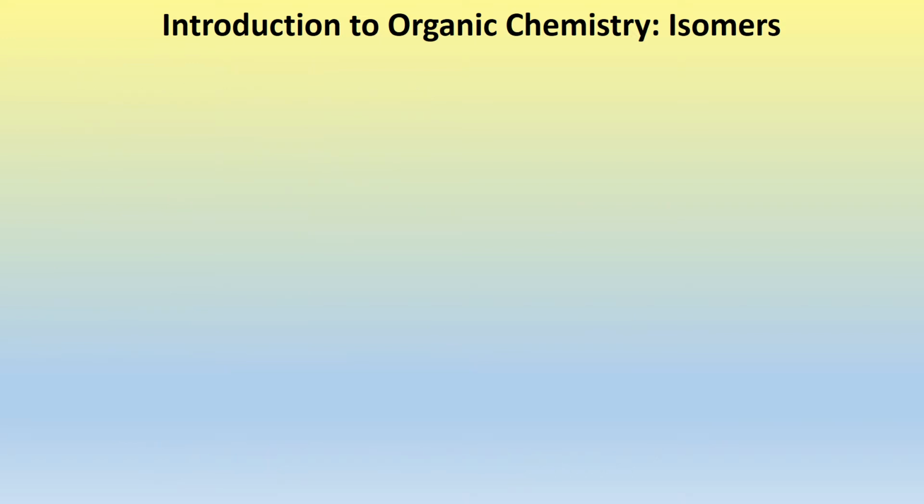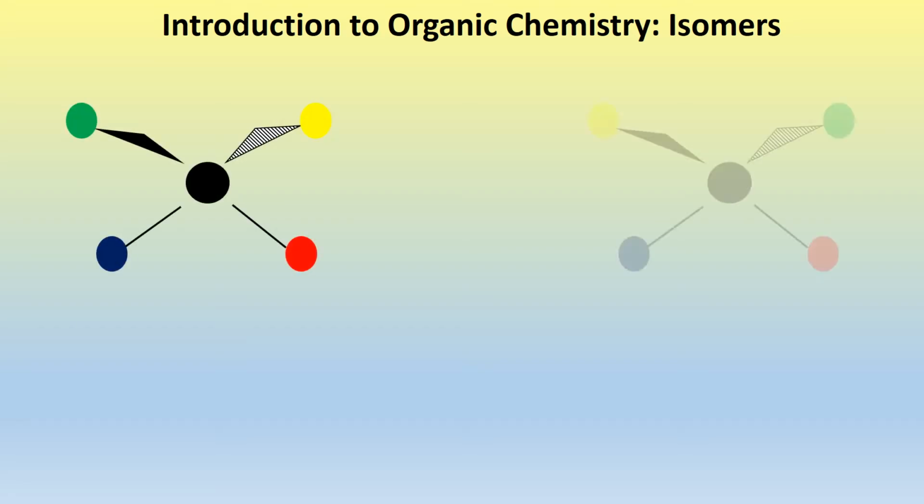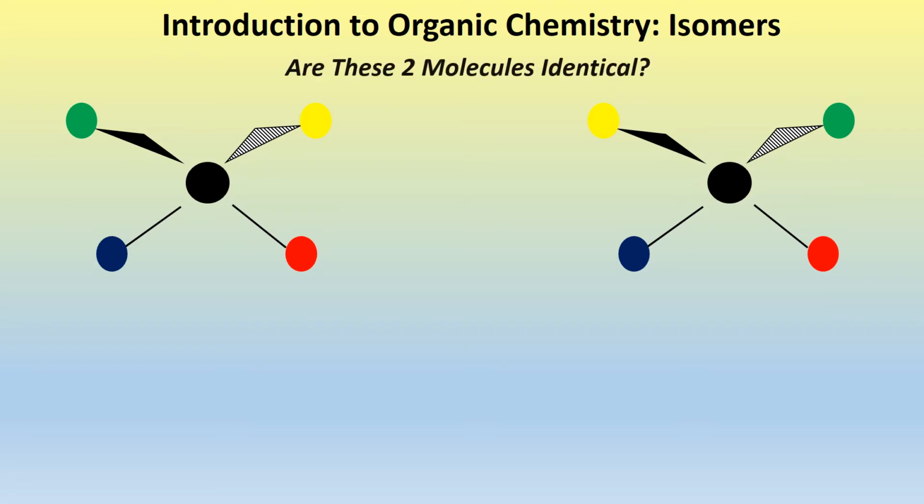We'll conclude our discussion of isomers with a simple question. You now see 2 molecules. Are these 2 molecules identical? They both are tetrahedral carbons. They both have blue, green, yellow, and red attachments to them. However, if you look closely, you will find the answer to the question is no. They are actually not identical to each other. As a matter of fact, they are mirror images.